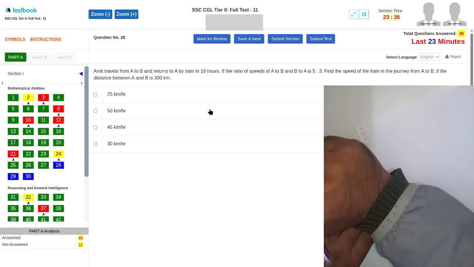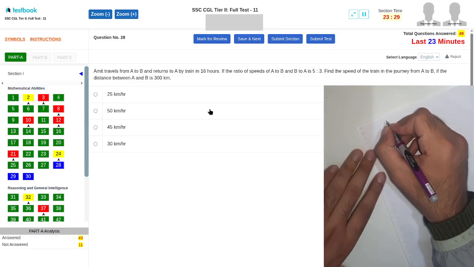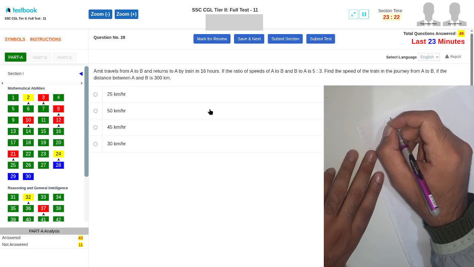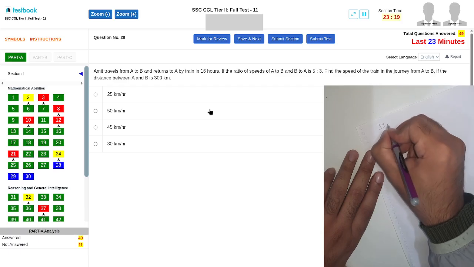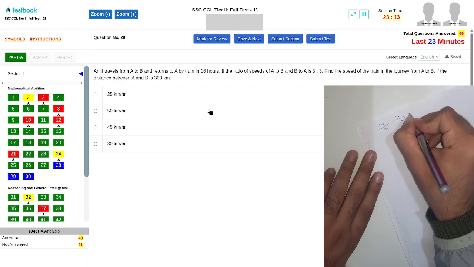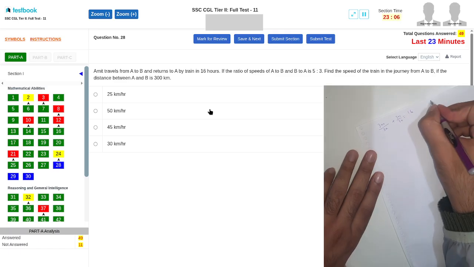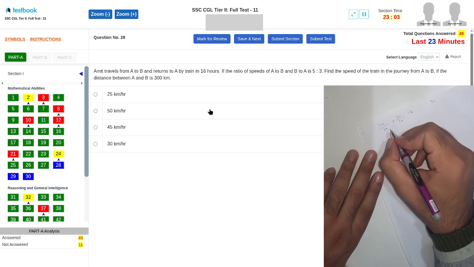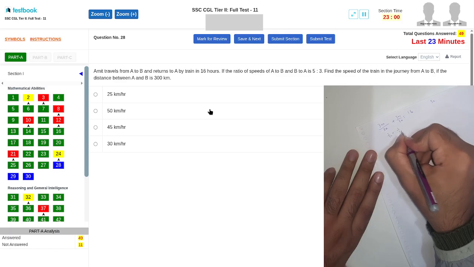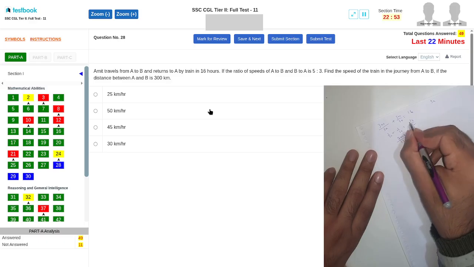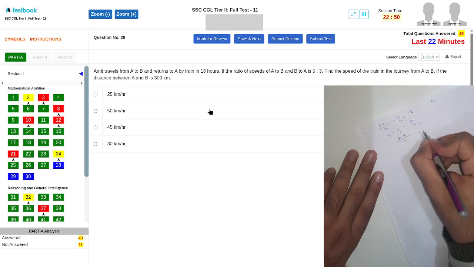Returns to A by train in 16 hours. If the ratio of the speeds of A to B and B to A, speed. तो 300 बटे में रेशियो ऑफ A to B to 5x प्लस 300 बटे में 3x इज इक्वल्स टू 16. फाइंड सम ऑफ A to B 5x निकालना पाएंगे. 1 by 5x plus 1 by 3x equals to 4 बटे में 300 10x तो 3 plus 5 8 2 150 x equals to 1050.